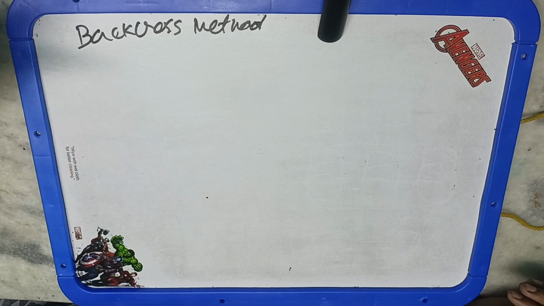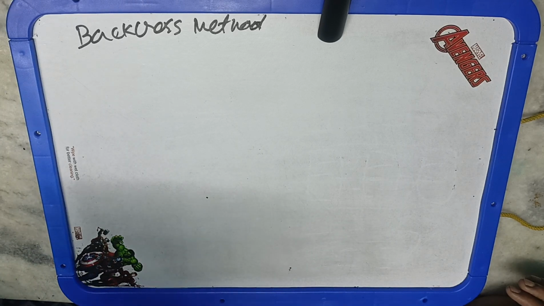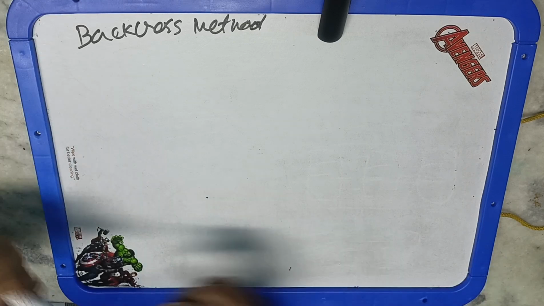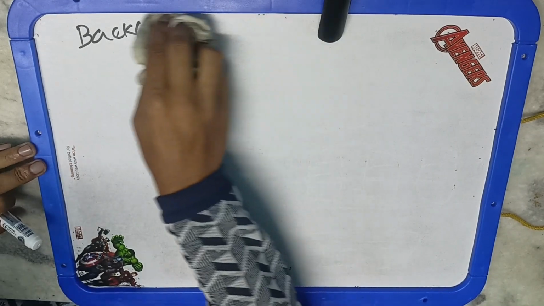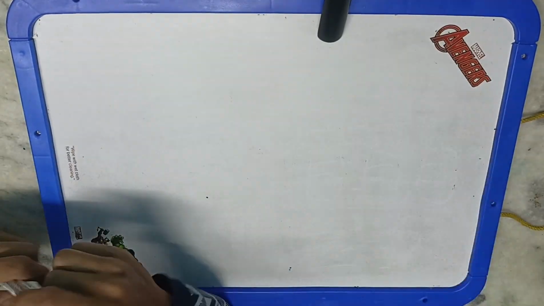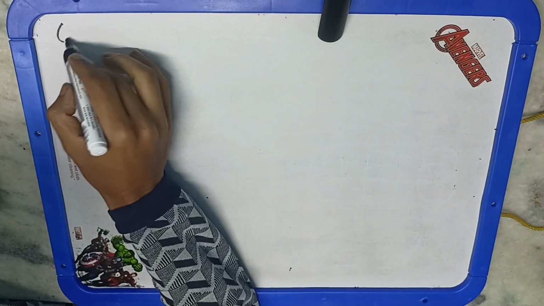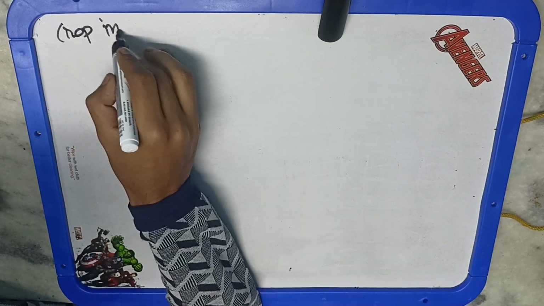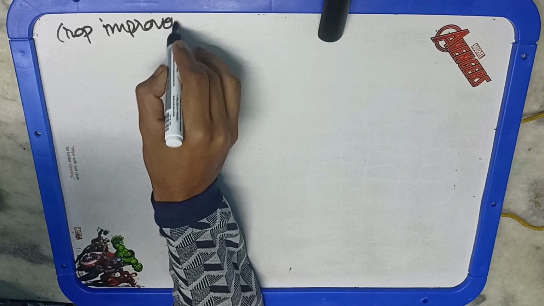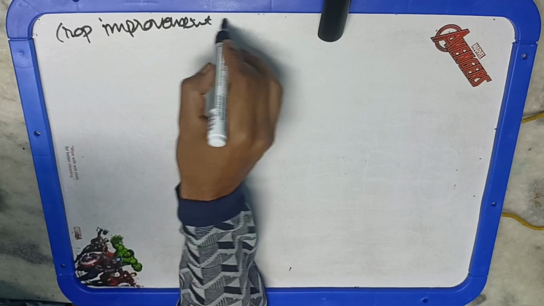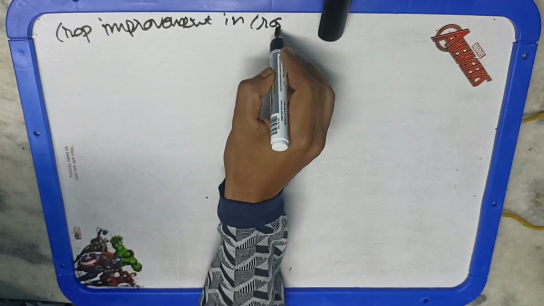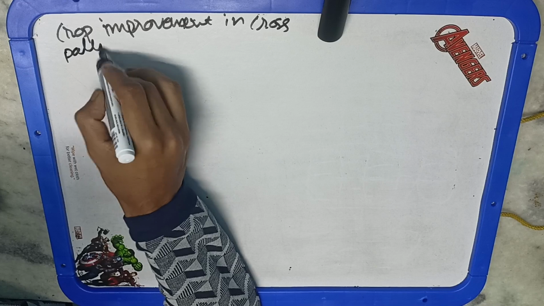Hello everyone. In this video, we will discuss crop improvement in cross-pollinated crops. In the earlier video, we discussed crop improvement in self-pollinated crops, and in that video, I discussed the meaning of crop improvement. If you haven't watched that video, you can watch it prior to this video. So in this video, we will discuss cross-pollinated crops.